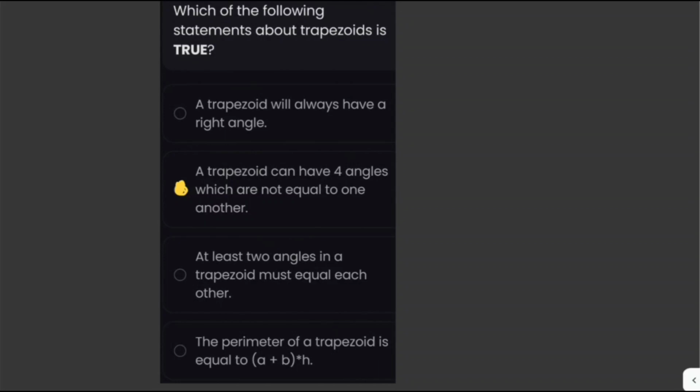And at least 2 angles in a trapezoid must be supplementary, which means that they add up to 180 degrees. However, it is possible for a trapezoid to have more than 2 angles that are equal, and the perimeter of a trapezoid is equal to the sum of the lengths of all 4 sides. And the formula provided here is for the area. This one is for the area of a right trapezoid and not for the perimeter.